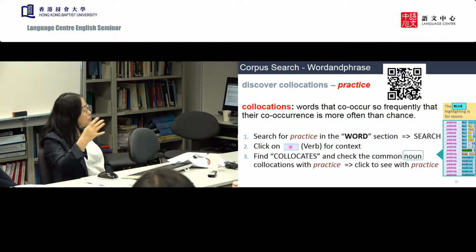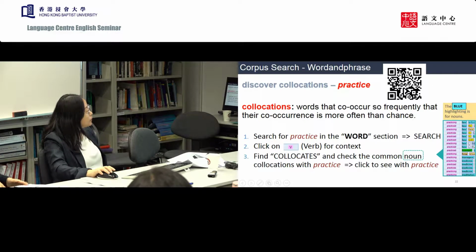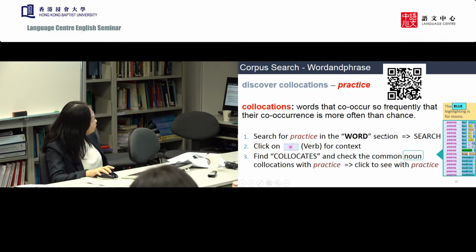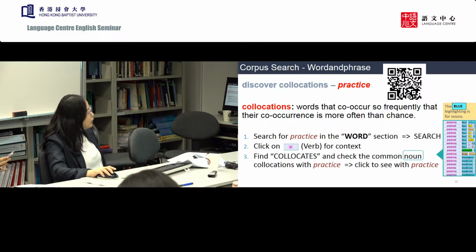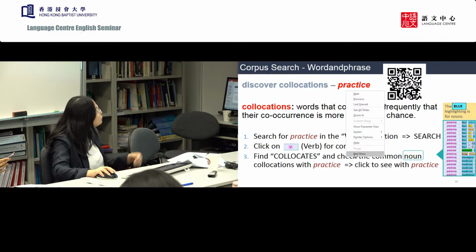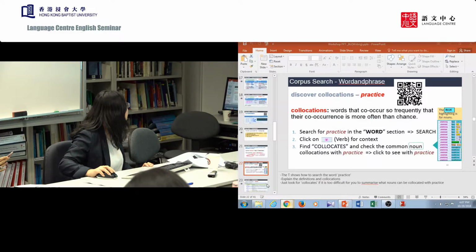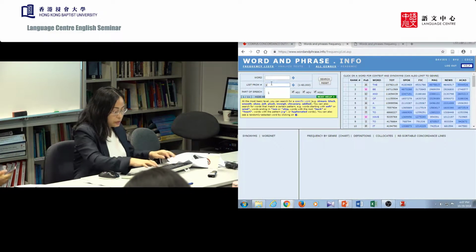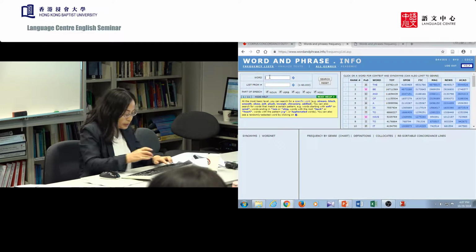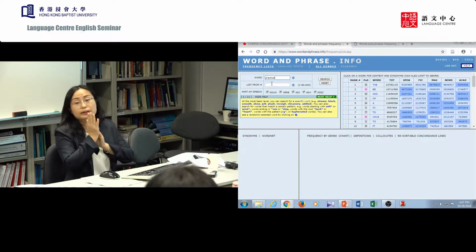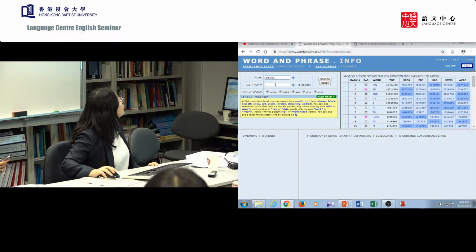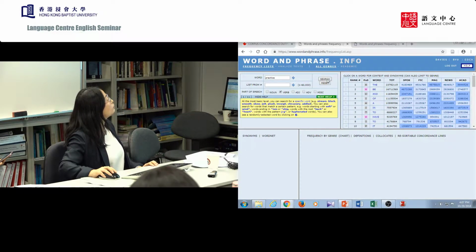So you can start the search. You can go to the website and just type in Word and Phrase. Maybe I'll guide you later. So we go to the website, and you just input "practice". You have to remember to use American spelling because it's based on COCA. And because it's a verb, it's used as a verb, right?